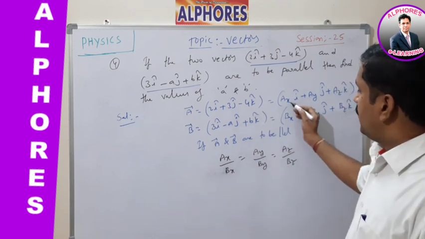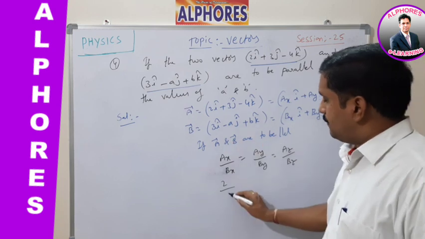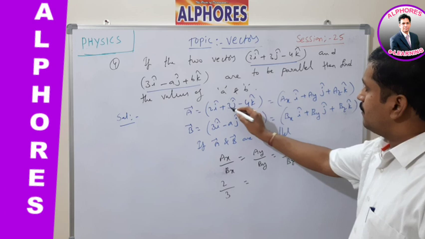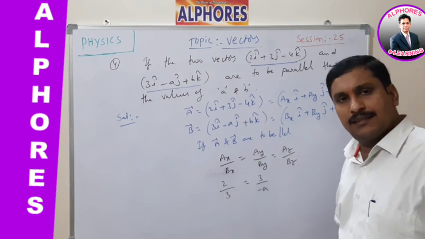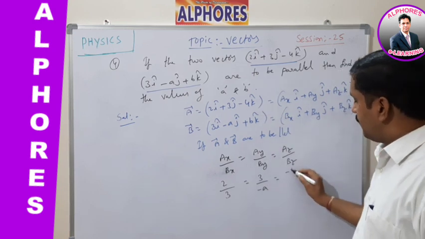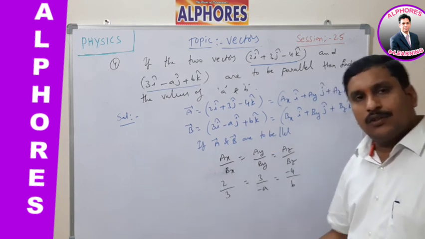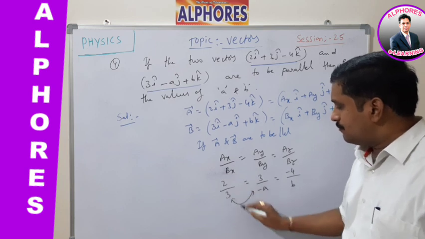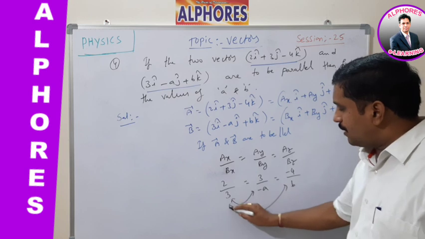Now what is the value of Ax here? 2. Right? What is the value of Bx here? 3. Okay, are you clear? That is equal to Ay, from this one, 3. What is the value of By here? Minus A. Now that is equal to Az, again minus 4, by Bz, which is B. So this is the equation I am getting. In order to find the value of A, we have to equate these two. In order to find the value of B, you have to equate the first and last term.